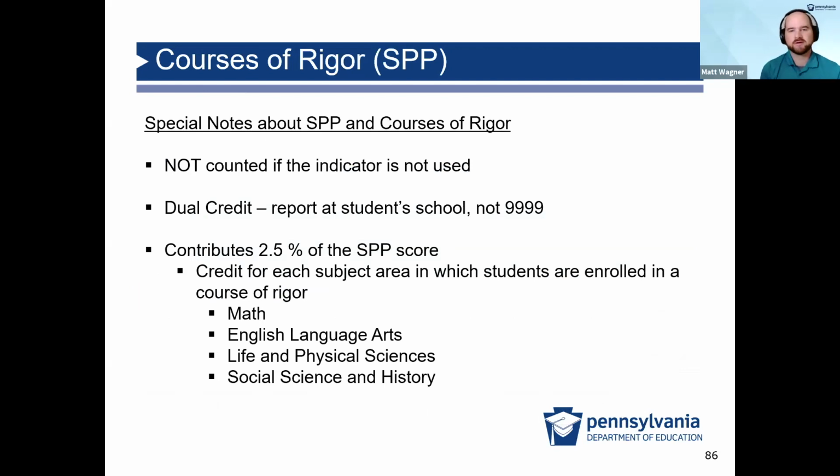Courses of rigor for the Act 82. They're not counted in the indicator if they're not used. Dual credit is reported at the student's school and not the 9999 building. I think I missed a 9 there. And it contributes to 2.5% of the Act 82 score. So credit for each subject area where the student is enrolled in a course of rigor: math, ELA, physical and life sciences, and social science and history.